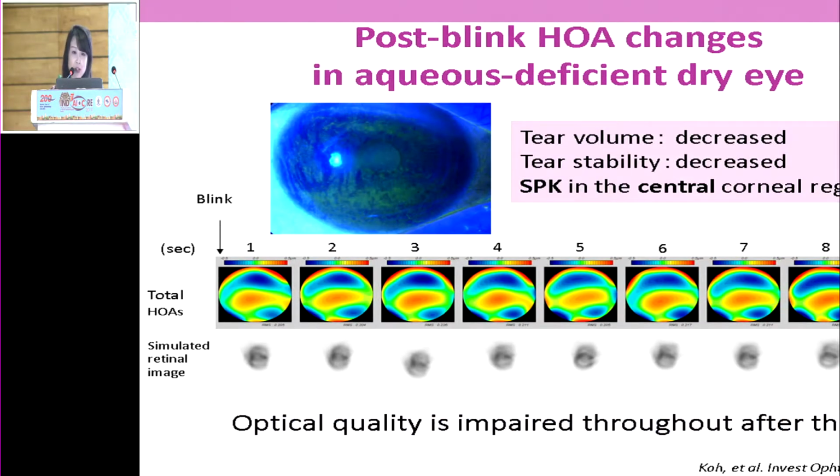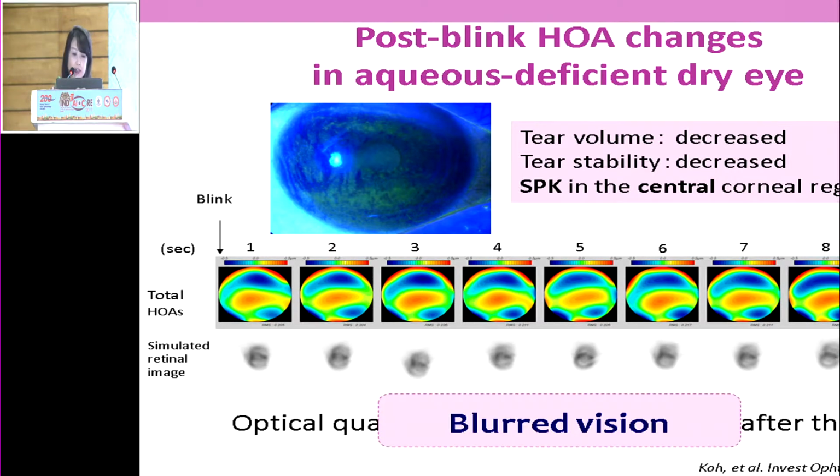This is a case of aqueous deficient dry eye. Tear volume and tear stability are both decreased, and you can also see the corneal staining in the central corneal region. In this case, even right after the blink, retinal image quality is poor and it remained so after the blink. So optical quality is impaired throughout after the blink in aqueous deficient dry eye. It can explain blurred vision in dry eye patients.